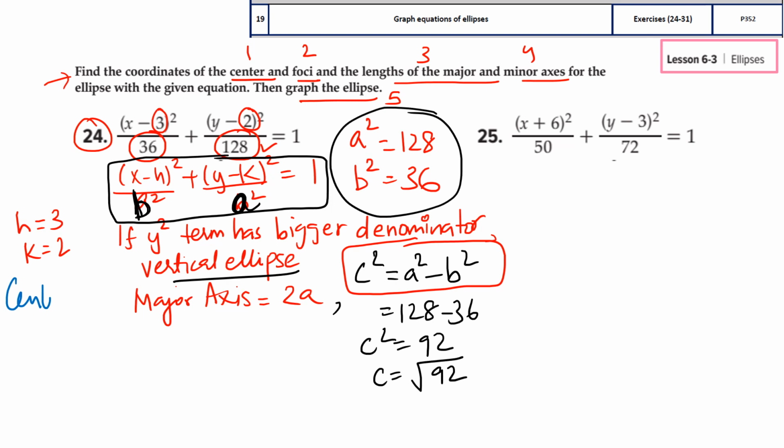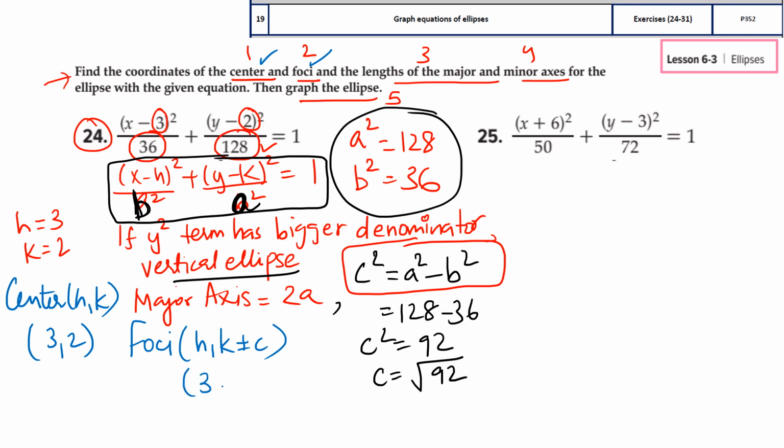So first thing, center is done, h comma k, so 3 comma 2, so 1 mark you get for center. Now let's move to foci. The formula sheet for foci for the vertical ellipse is given by h comma k plus minus c. So let's put the value. H is 3, k is 2, plus minus square root 92. Use your calculator. Square root of 92 will come out to be a decimal obviously, so you can find its value and then simplify.